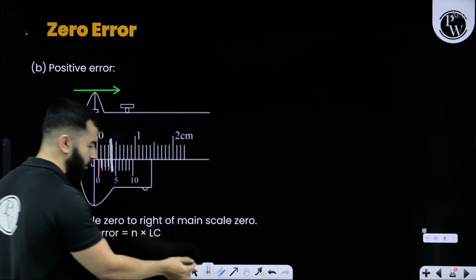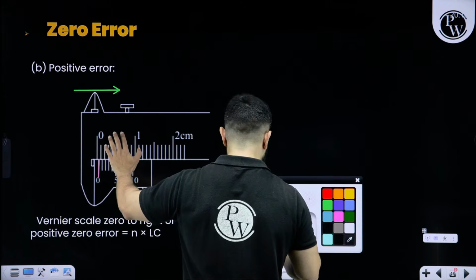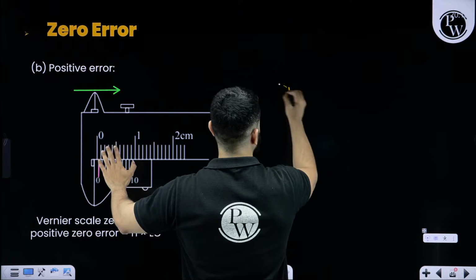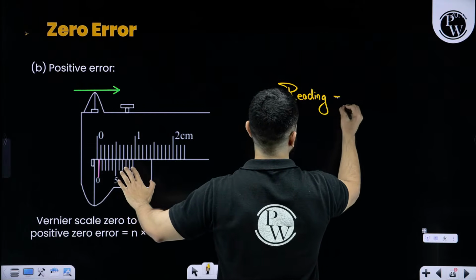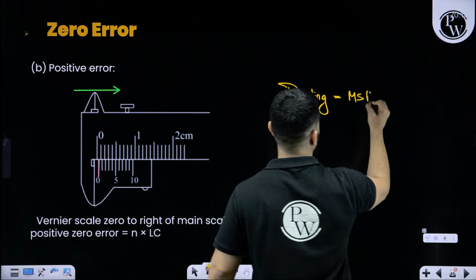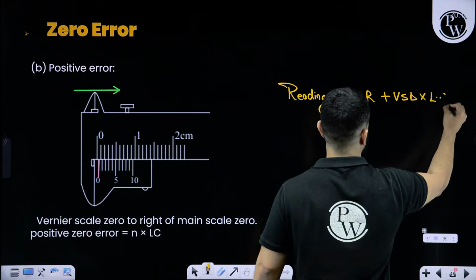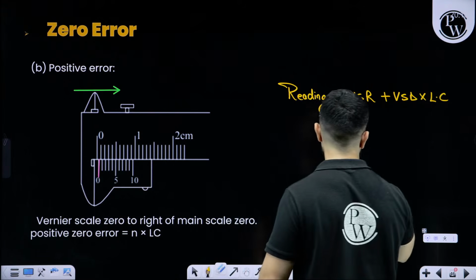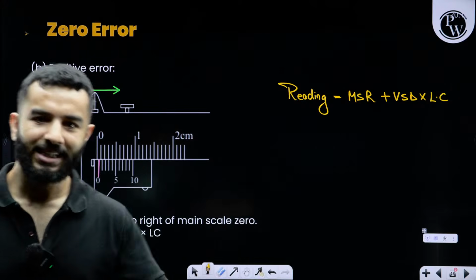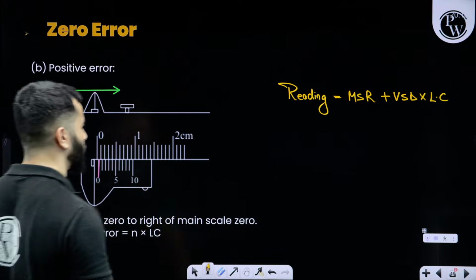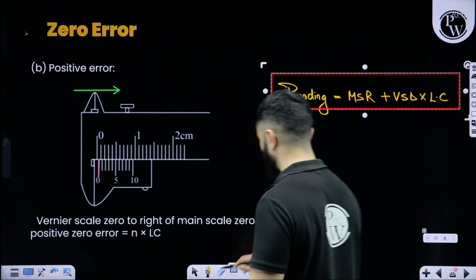So when you want to find the reading of this, the reading will be something like this, my dear friends. Pay attention. Reading is always main scale reading plus vernier scale division multiplied by least count. I'm not talking about zero error right now. Let's say we don't know the concept of zero error, we only know that this is how we are going to read.